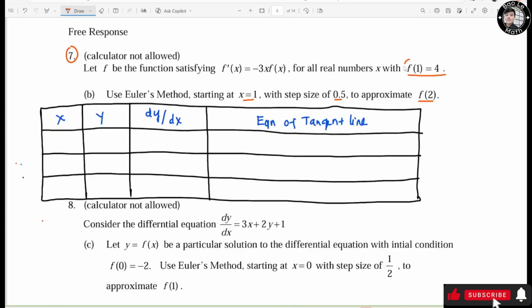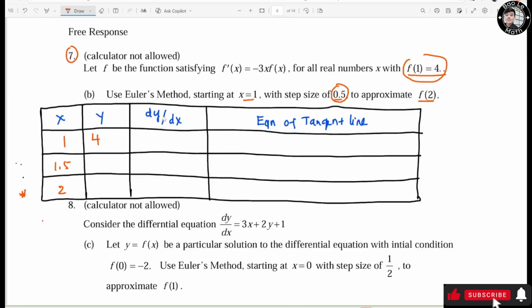Alright, the initial condition is right here, s equals 1, y equals 4, right? And you know that the step size is 0.5, right? And it's going to be ending at 2, right? So we have 1.5 and we stop at 2, right?